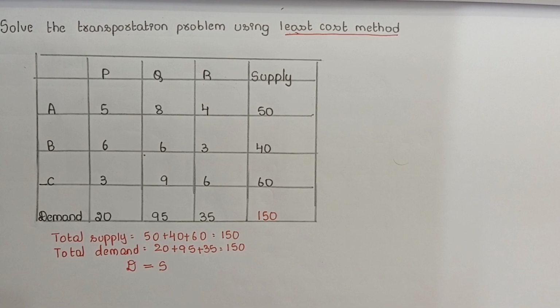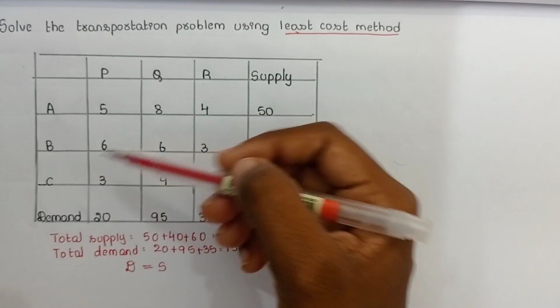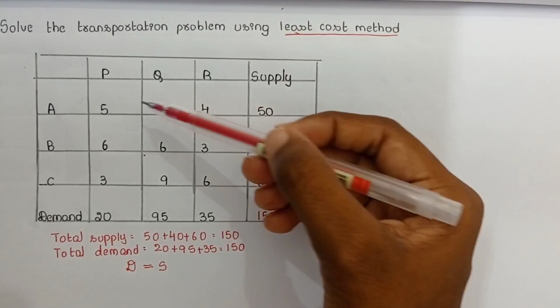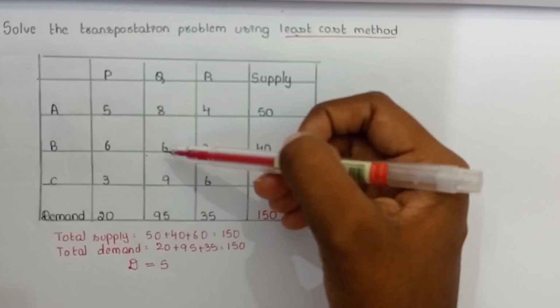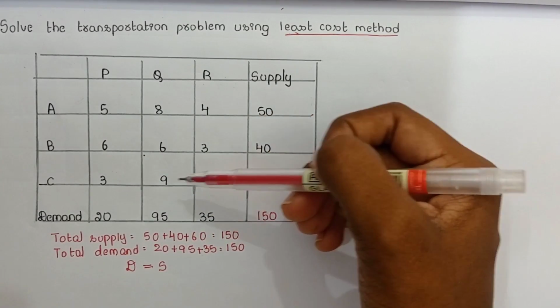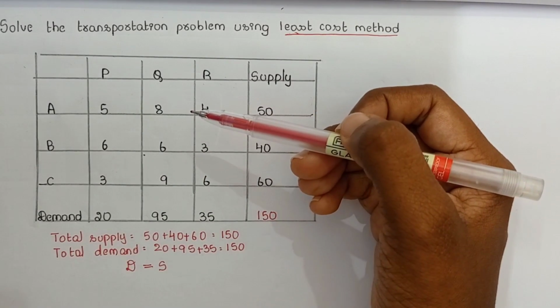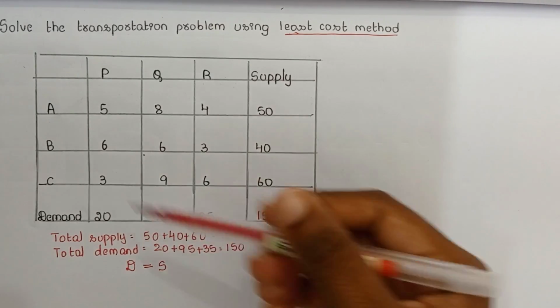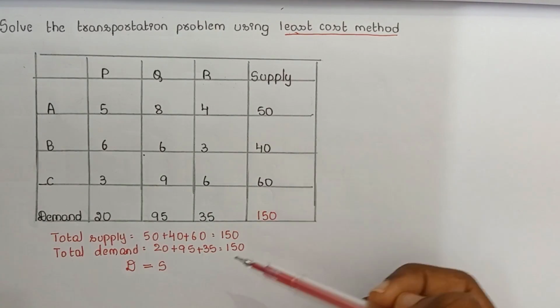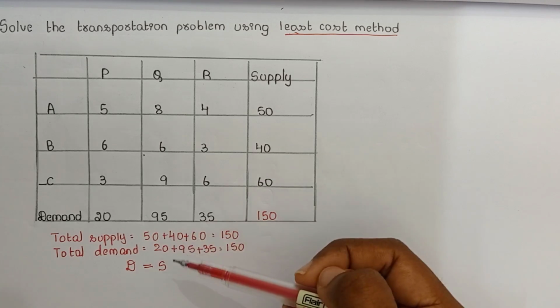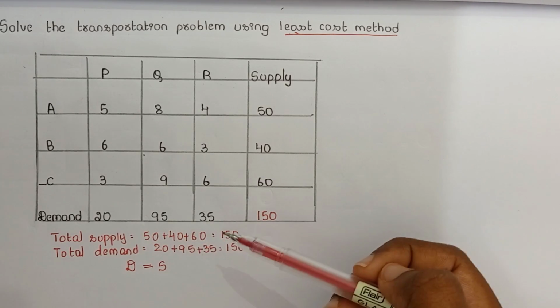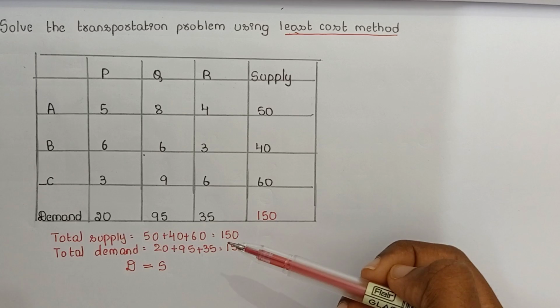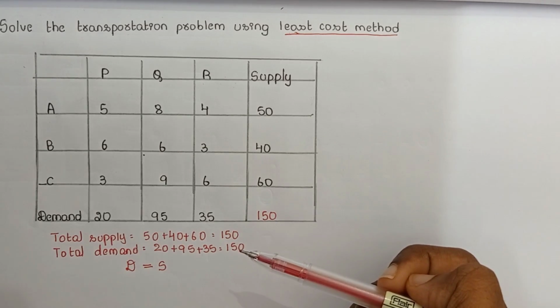Let me read the question now. Solve the transportation problem using the least cost method. A, B, C are the products and P, Q, R are the destinations. 5, 8, 4, 6, 6, 3, 3, 9 and 6 are the amounts of transporting the goods and services, and this is the demand and this is the supply. This sum is a balanced problem because there is equality between the demand and supply. The demand is 150 and also the supply is 150. So let's start the allocation.